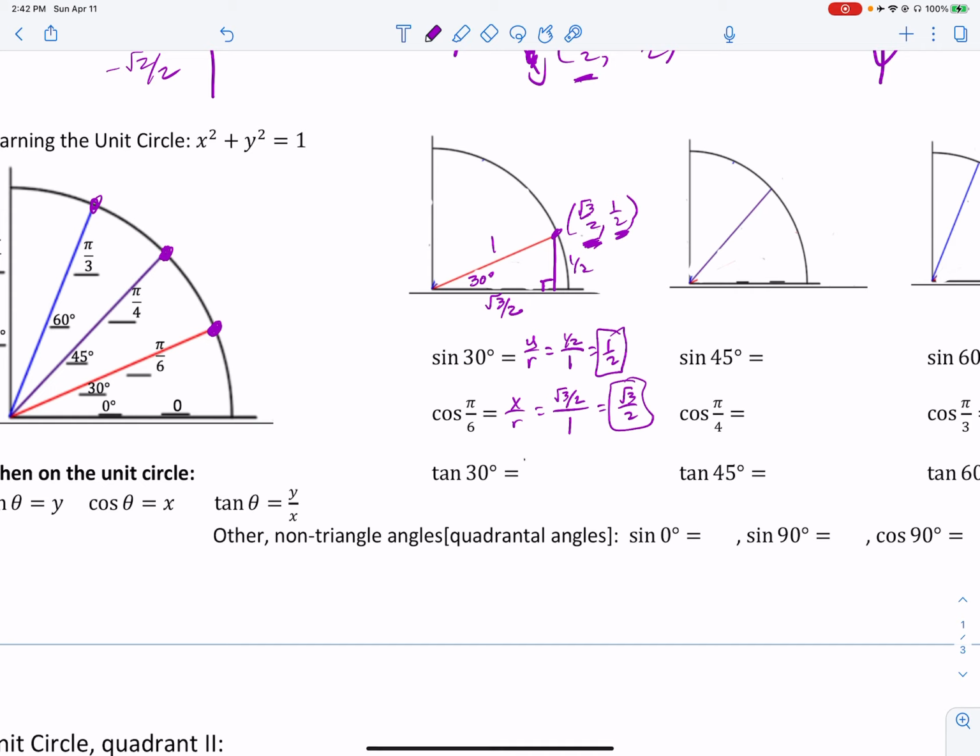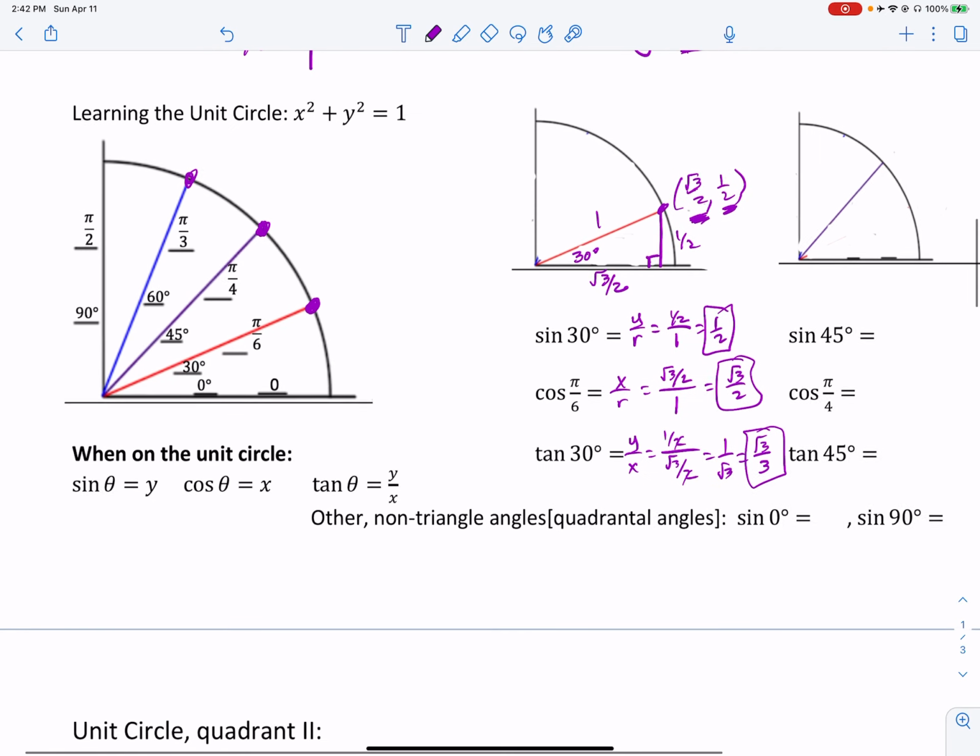And then tangent is your y over your x, which is your 1/2 over your root 3 over 2. So you end up multiplying by 2 over root 3. The 2's cancel. You get 1 over root 3 rationalized. That's root 3 over 3.